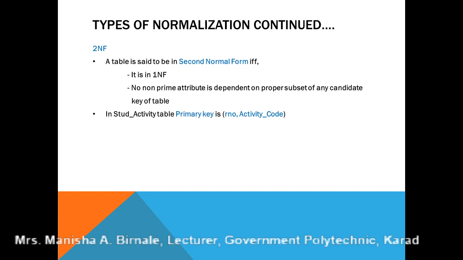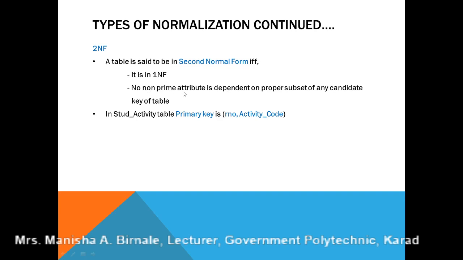In the student activity table, the primary key is roll number comma activity code. This is a composite primary key. So roll number and activity code are called prime attributes because they are part of the primary key.